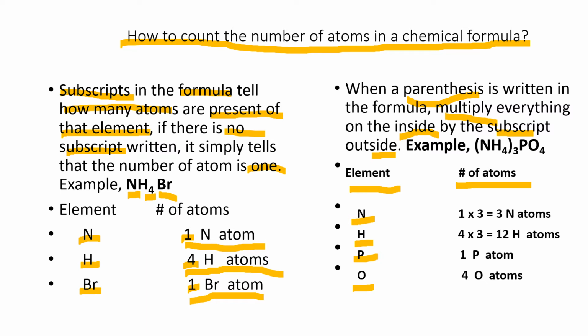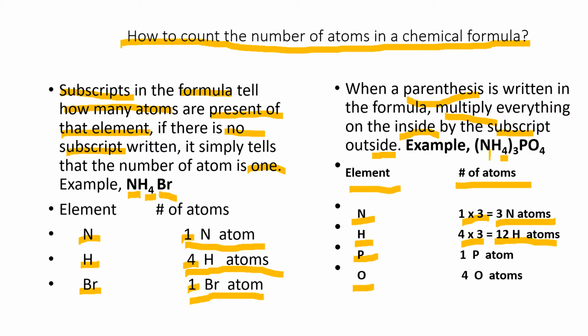So, inside, the subscript of nitrogen is 1, multiplied by the subscript outside the parenthesis, which is 3. So 1 times 3. So there are 3 nitrogen atoms. Now look very closely at hydrogen. The subscript inside the parenthesis is 4. So that means you have to multiply subscript 4 by the subscript 3 written outside the parentheses. So that is why you have 4 times 3 equals 12 hydrogen atoms.